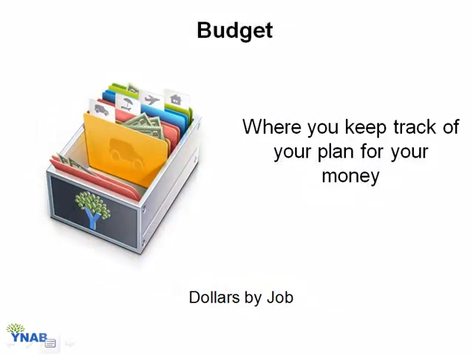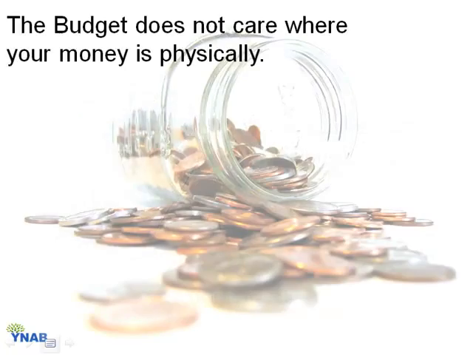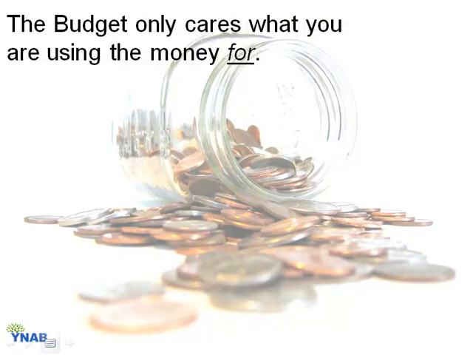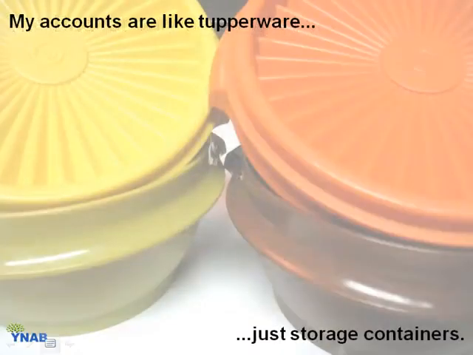The budget is where I keep track of my plan for my money. This is dollars by job. What is my money doing? The budget does not care where the money is physically. The budget only cares what the money is being used for. By thinking about my money this way, my accounts are more like Tupperware, just storage containers.